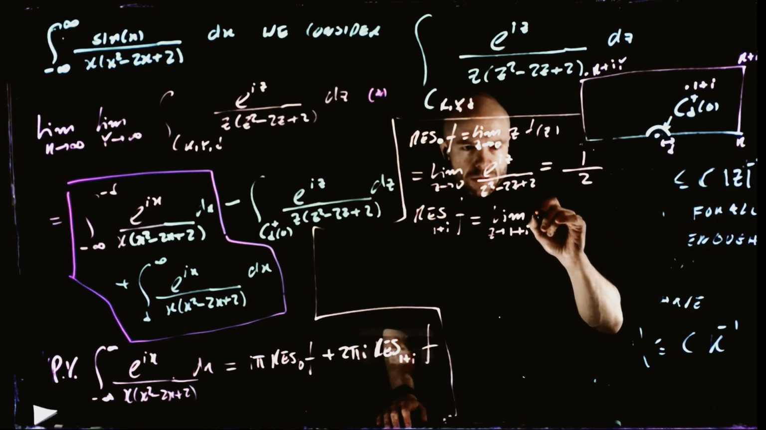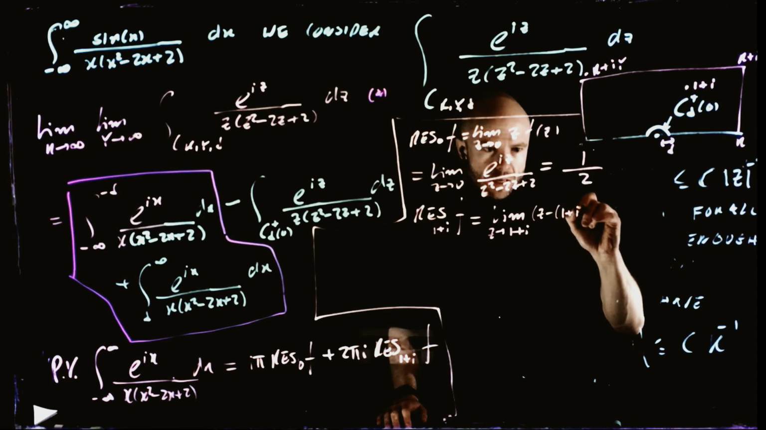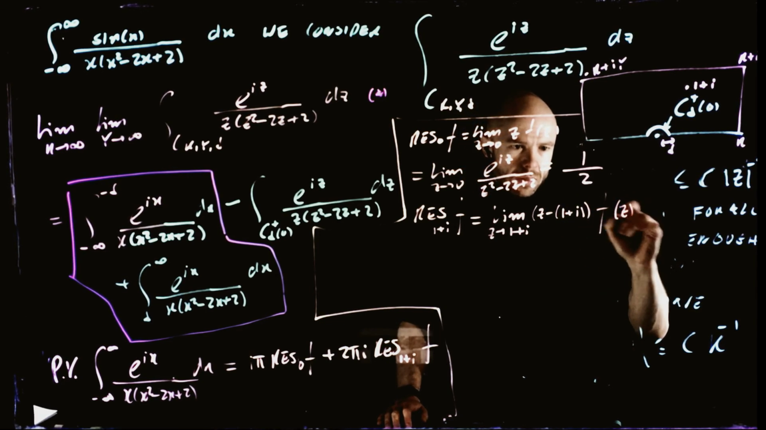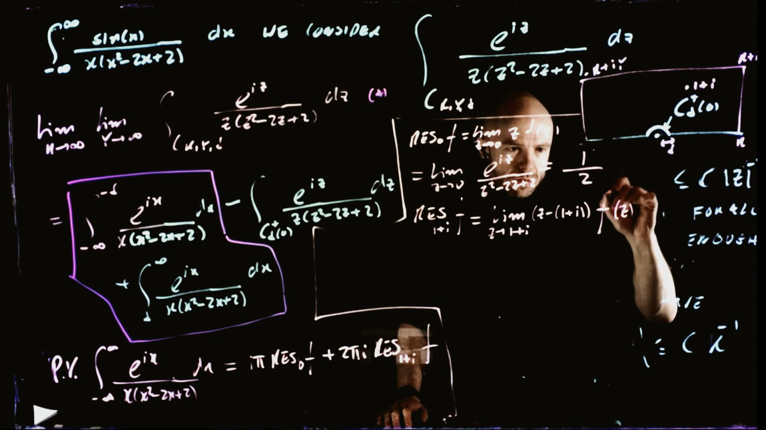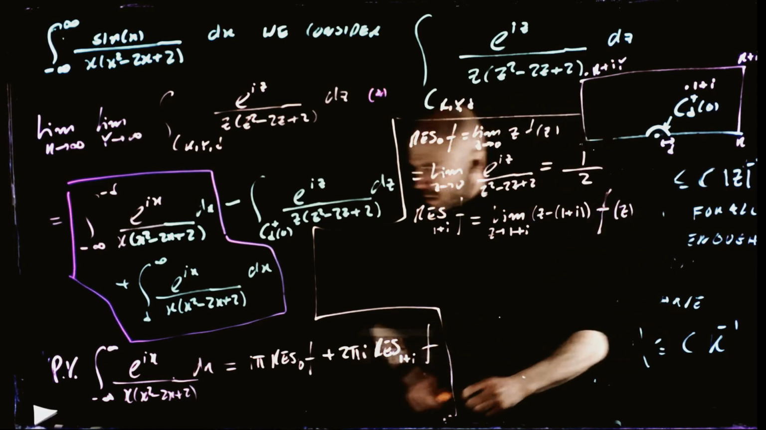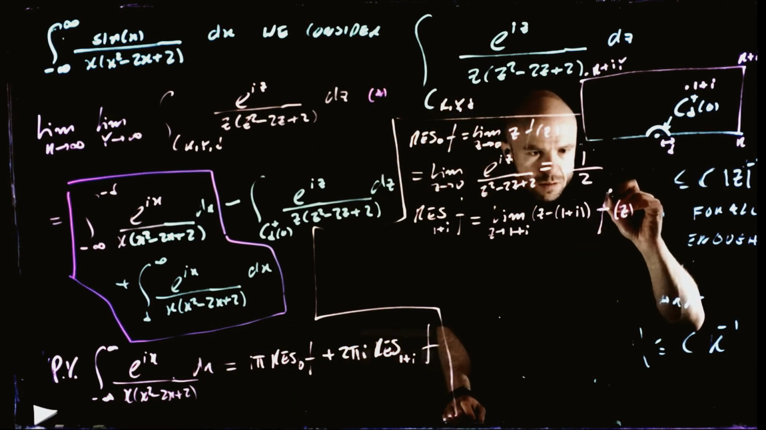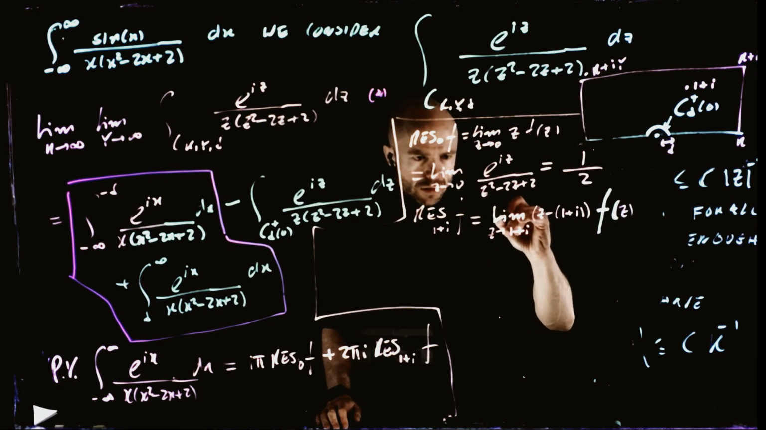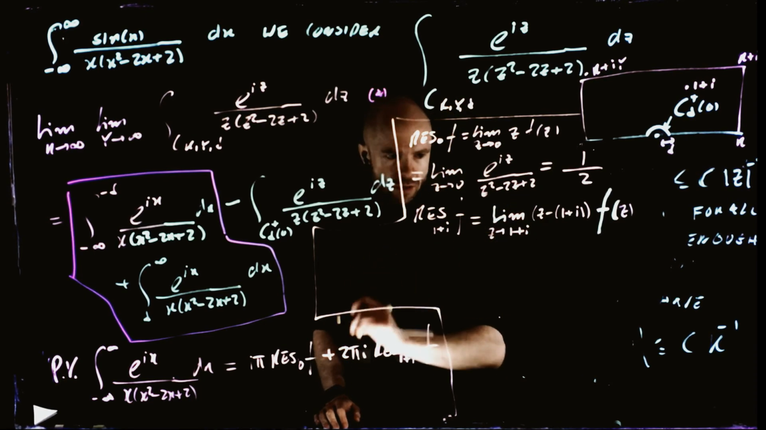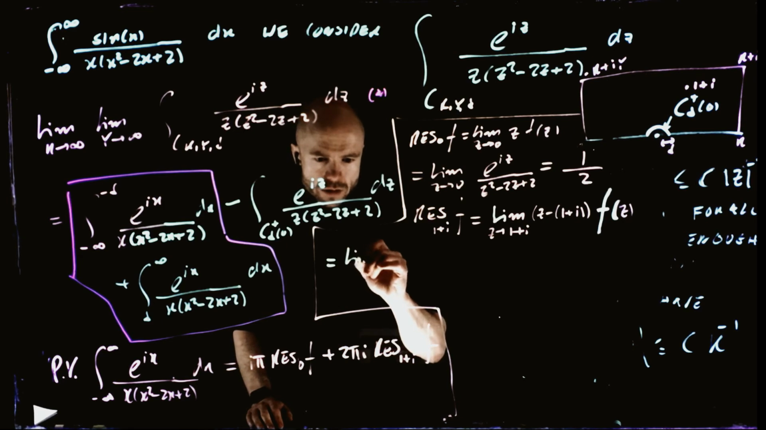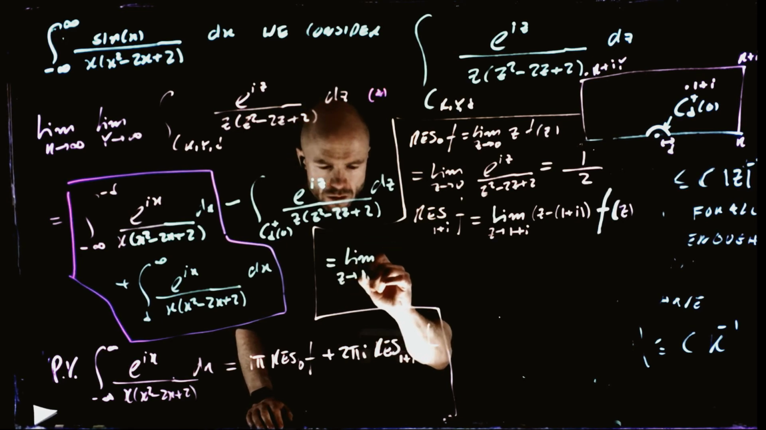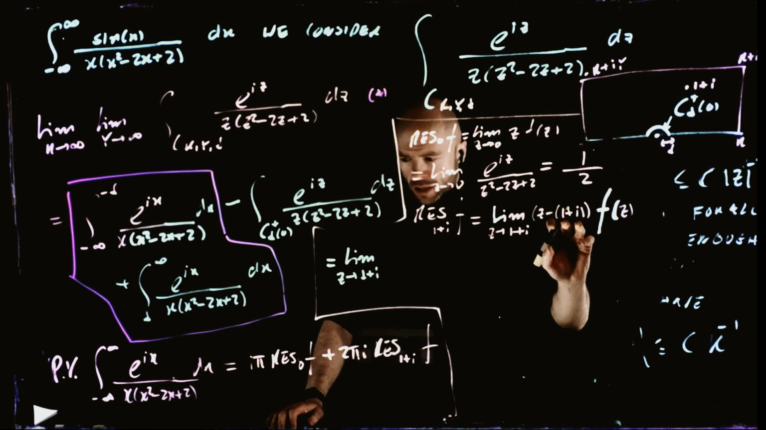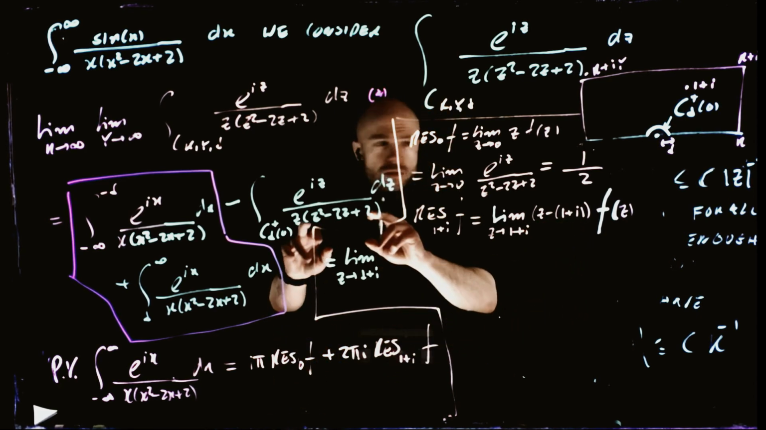And f of z, minus 1 plus i, f of z. Yeah, and what is this? This is the limit as z goes to 1 plus i. And then this thing will cancel one of these factors here.